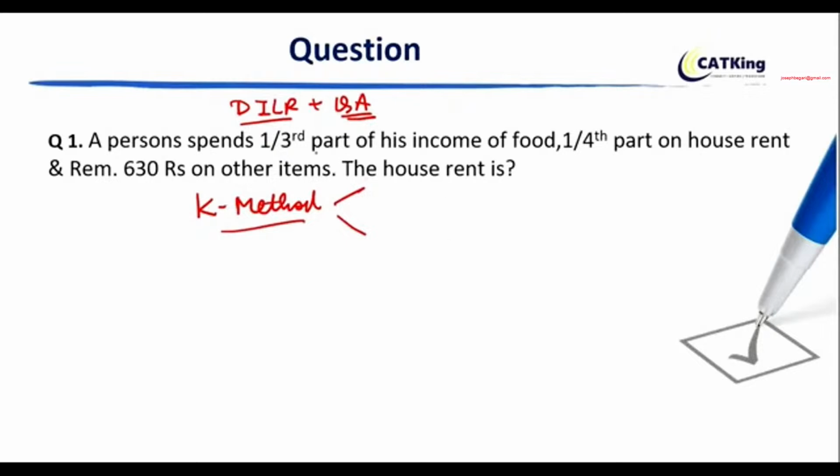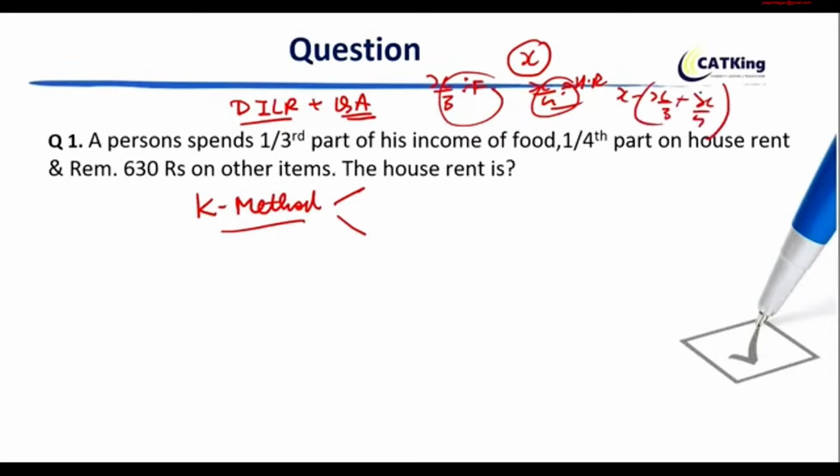My objective is, I don't want to involve any fraction here. Suppose I take total income as X, then what will happen? X by 3 on food, X by 4 on house rent, right? I am including fractions, guys. I have to do X minus X by 3 minus X by 4, right? Why involve fractions in this very easy question? So my objective is to remove fractions.